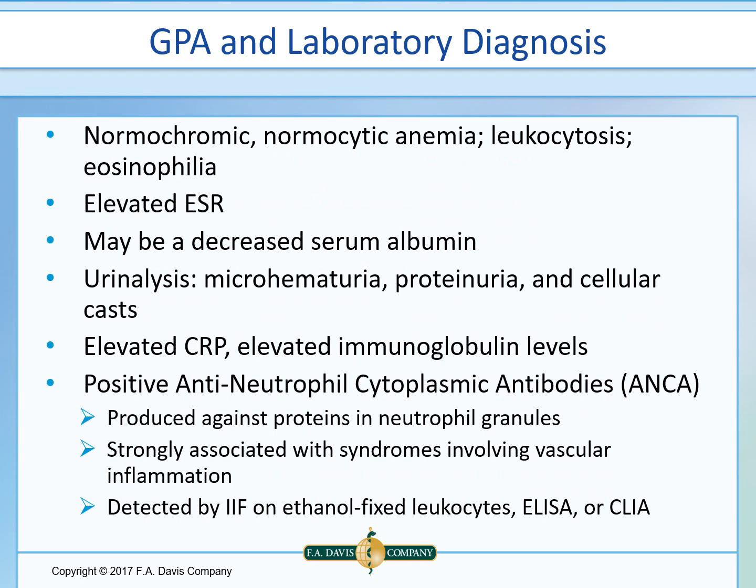Laboratory testing associated with Wegener's granulomatosis include normochromic normocytic anemia, leukocytosis, and eosinophilia in the hematology results, an elevated ESR, and decreased serum albumin may be observed. Urinalysis results may show microhematuria, proteinuria, and cellular casts. The patients present with elevated CRP and elevated immunoglobulin levels.